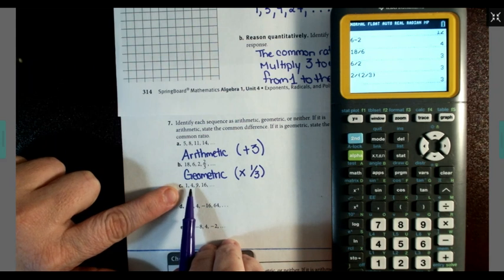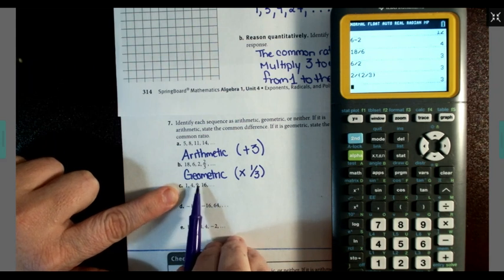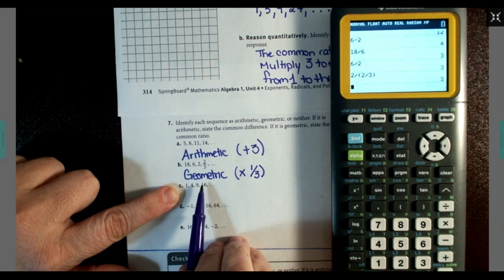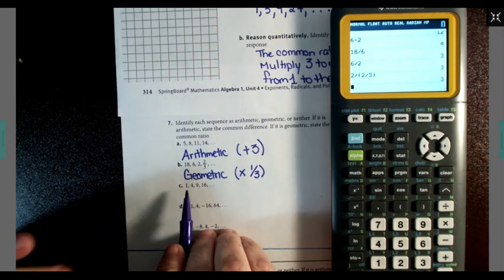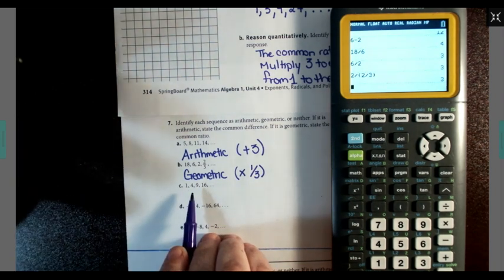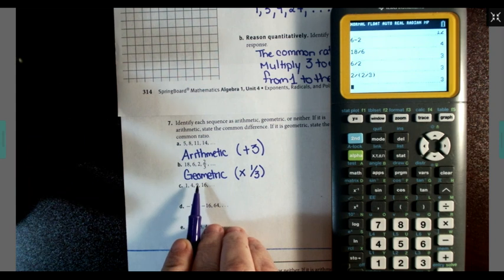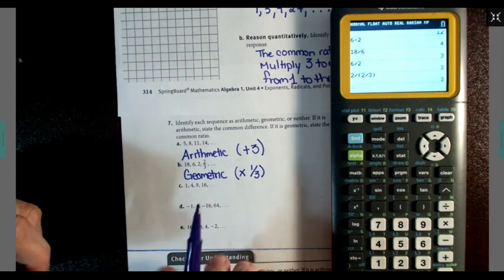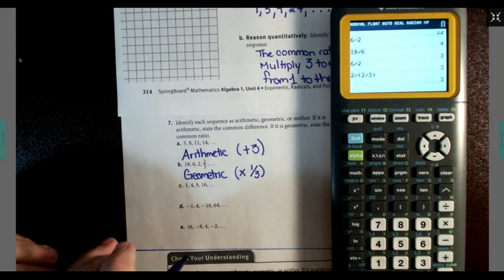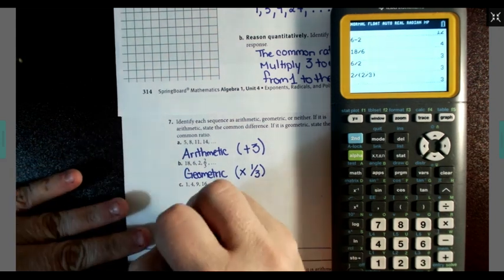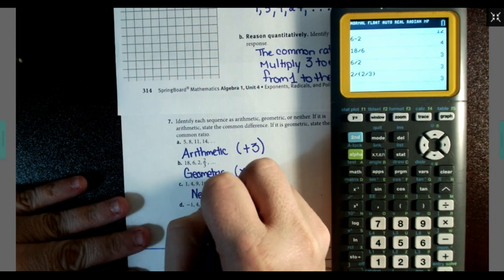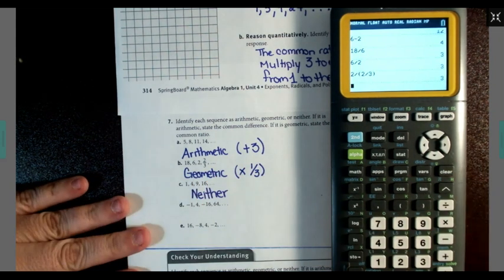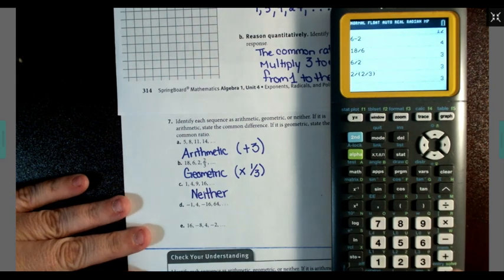To go from 1 to 4, that's a plus 3. To go from 4 to 9, that's plus 5. And to go from 9 to 16, that's plus 7. So that's not arithmetic. To go from 1 to 4, you'd multiply by 4. To go from 4 to 9, you would multiply by 9 over 4. That's not the same. So that means that this is a neither. You can't add the same number, nor can you multiply the same number each time.